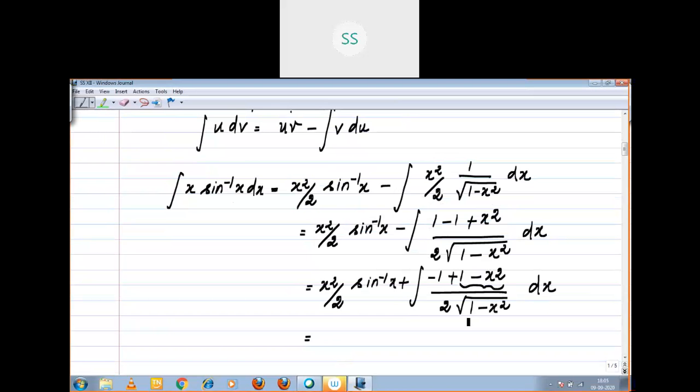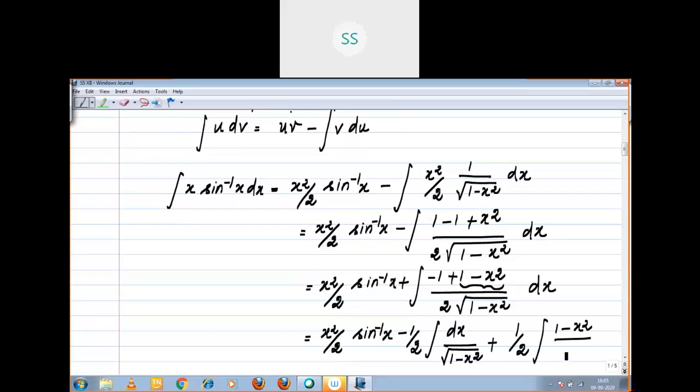Now I am going to split the format. x square by 2 into sine inverse x, I am going to split, right? Minus 1 by 2 into integral dx divided by root of 1 minus x square, plus 1 by 2 into integral 1 minus x square divided by root of 1 minus x square into dx.